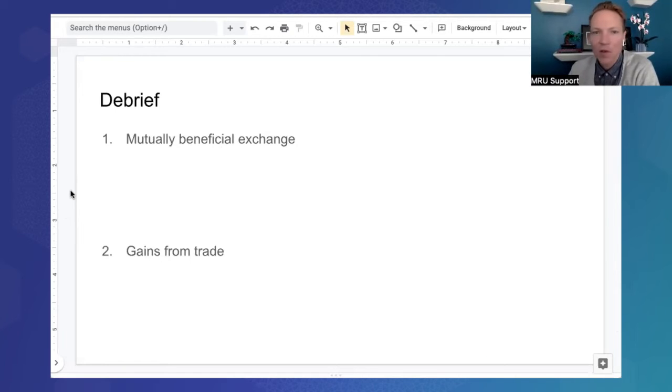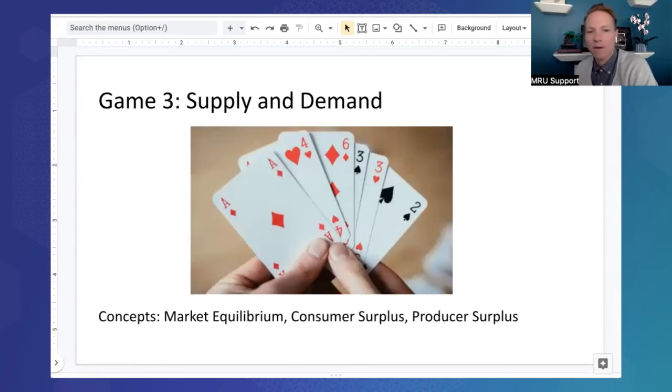Okay, all right. Next game is a supply and demand game. This one is also quite famous. You may have seen it in a couple places. And so there's a few variations of this one as well. But this is a nice game to teach just market equilibrium, how the market arrives at an equilibrium.